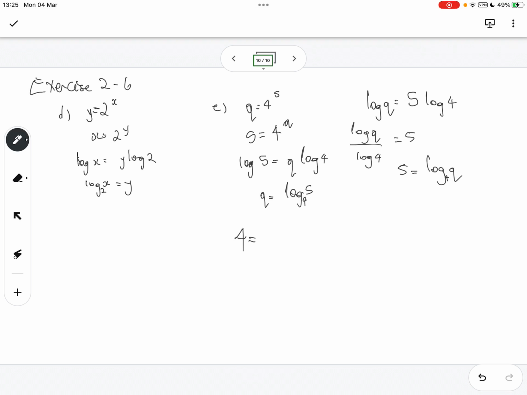So 4 equals y to the power g. Let's say we've got 4 equals y to the power g. If we just take logs directly, log 4 equals g log y. So g equals log 4 base y. Then what's the answer to number F?